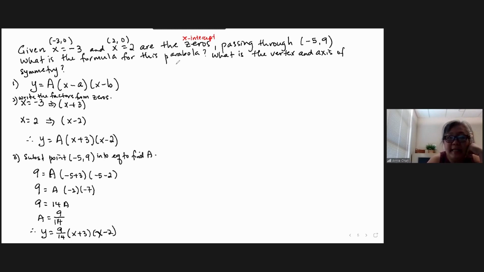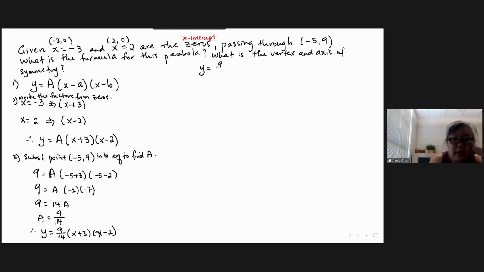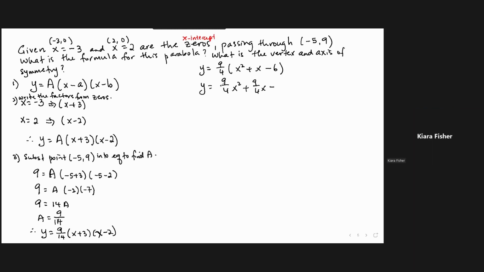Okay, so I extended this question to cover more things. Let's find the vertex. By finding the vertex, we need to expand this one, right? So say y equals 9/14 x squared plus x minus 6. Okay, so I'm going to go into y equals 9/14 x squared plus 9/14 x minus, isn't it 14? Oh, thank you.